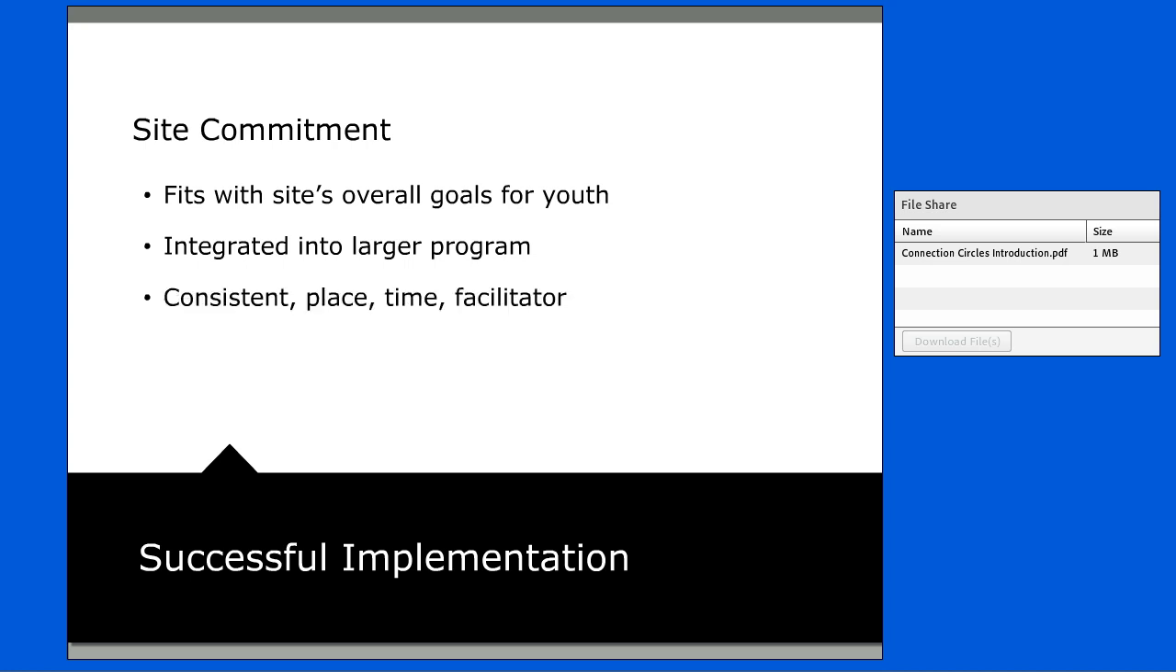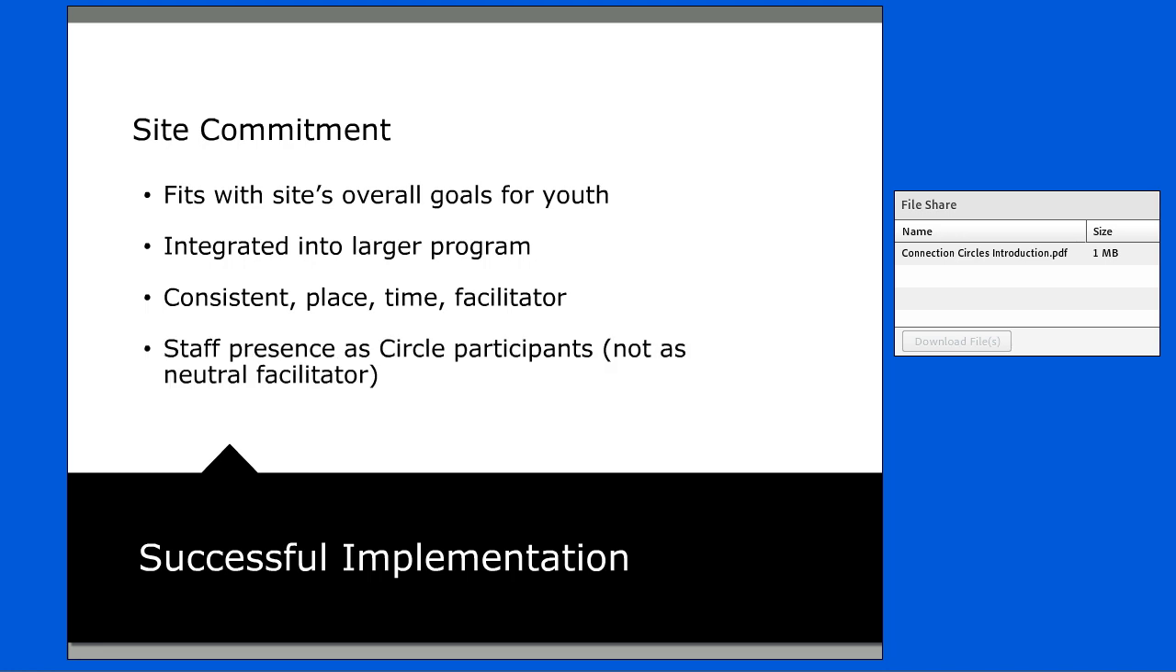A big part of site commitment is making sure that there is a consistent place, time, and facilitator, and that this happens on the time frame that is advertised. If a circle is going to happen every week, the circle doesn't routinely get bumped for other activities, but it happens every week. And lastly, and this is huge for helping improve relationships between circle participants and staff at the site, that the staff participate in the circle as participants, not as circle leaders or neutral facilitators, but as equal participants in the circle. So we do ask that sites dedicate a staff person, it doesn't have to be the same staff person every time, to be there in the circle with the youth.